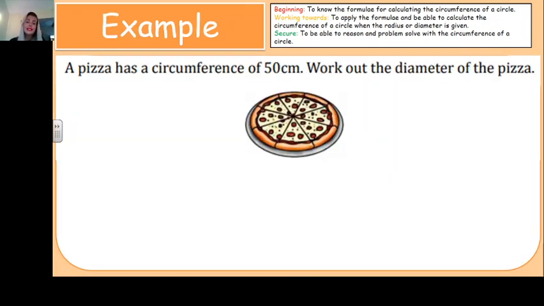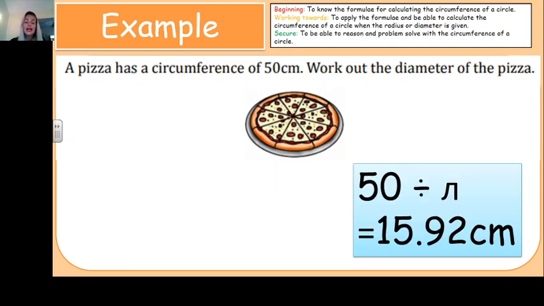Okay, the last thing I want to go through is when they give you a slightly different type of question. So this question says that a pizza has a circumference of 50 centimetres. Work out the diameter of the pizza. So in this question, it already gives us the circumference, and we're now trying to find the diameter. Okay, so I'd like you to pause the video and see if you can work out how you would attempt a question like this. So pause now.